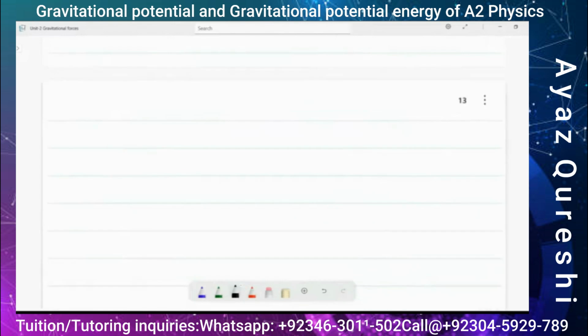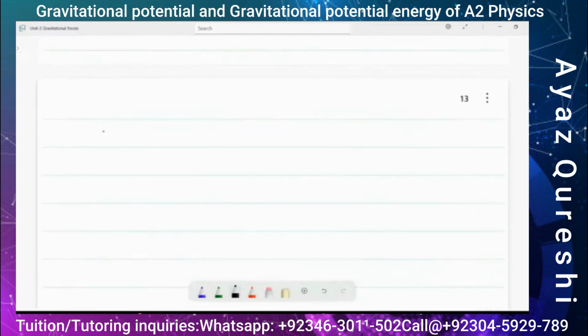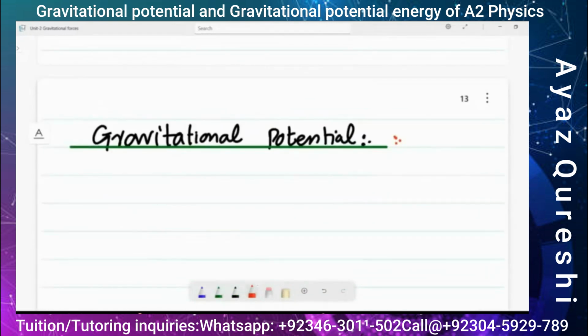The topic is gravitational potential. When we talk about gravitational potential, it is actually the work done due to gravity, an amount of work done. So, on which object does this work get done, and where is that work done?